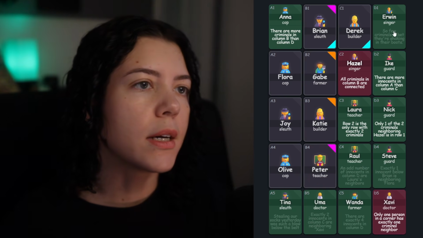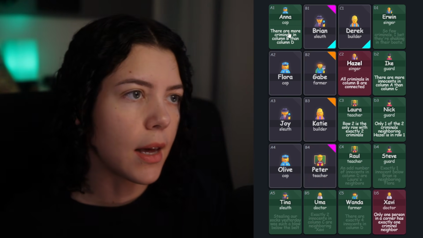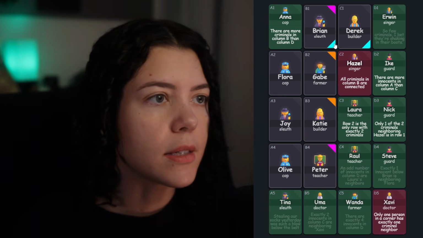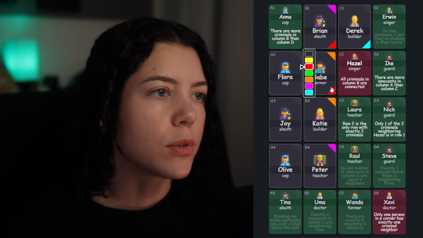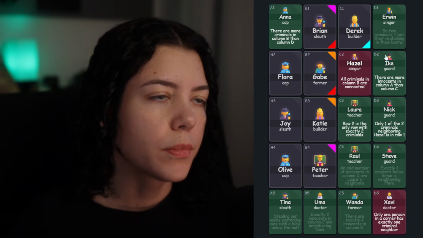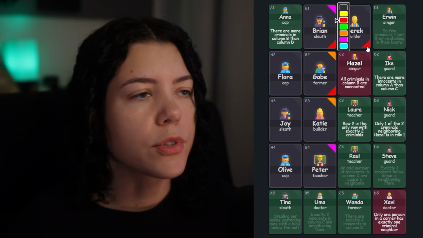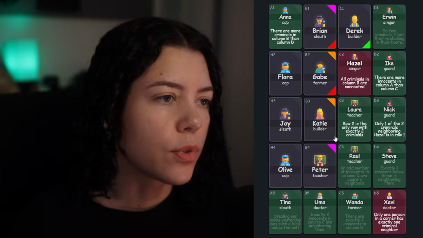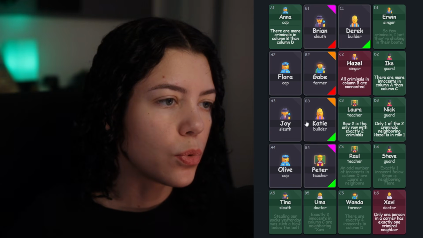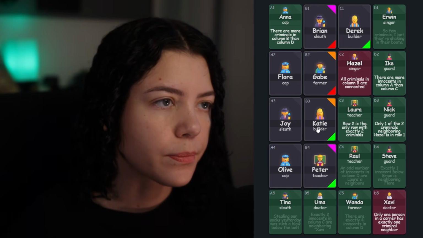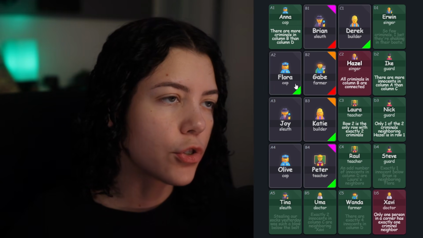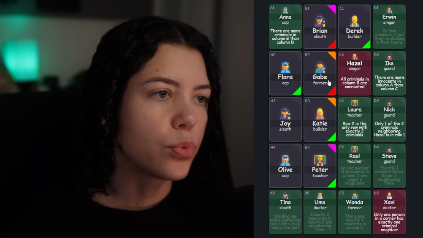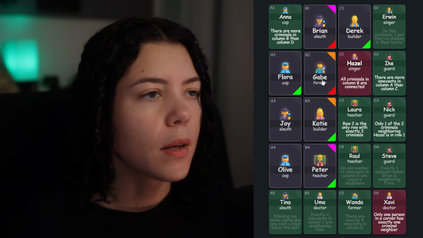We have to look at Erwin, I guess, again, and Anna. Because the thing is, if Brian is a criminal, that forces Gabe to be a criminal, right? And Brian being a criminal forces Derek to be an innocent, and it also forces these two to be innocents. Now, Flora is going to be an innocent for sure, because row 2 has two criminals only.